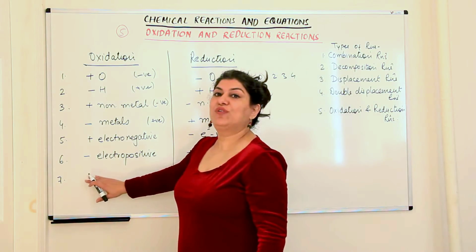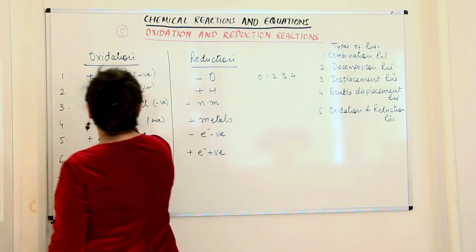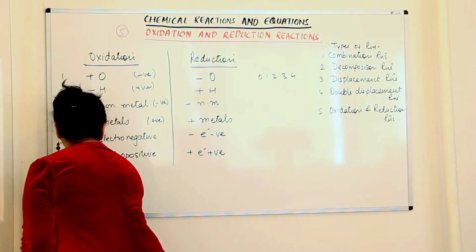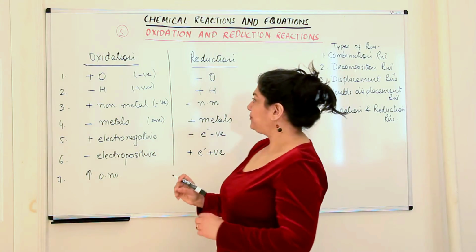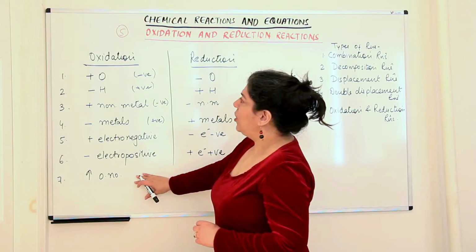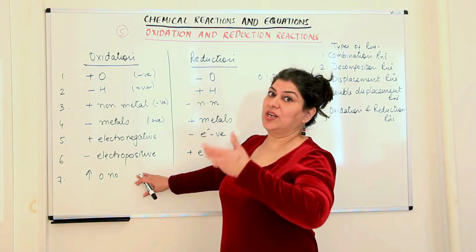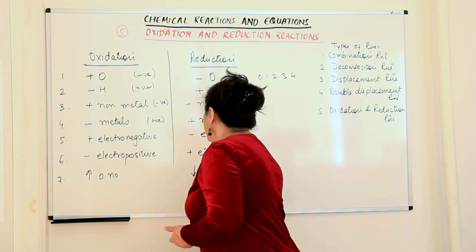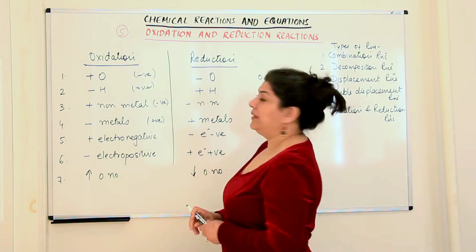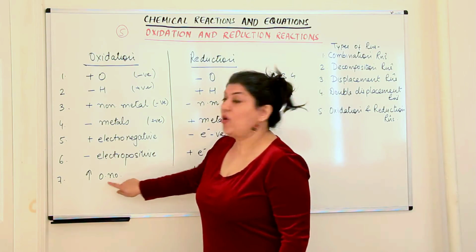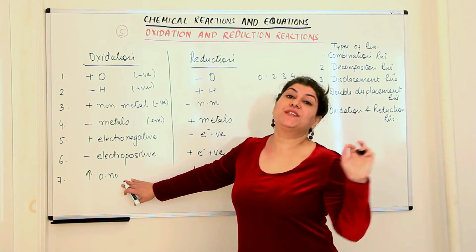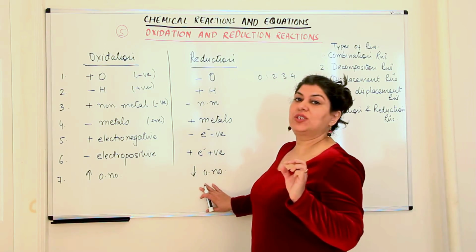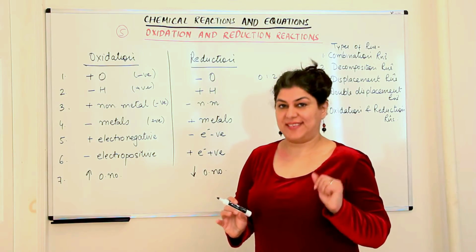So we say in terms of oxidation number also, oxidation leads to an increase in oxidation number. The oxidation number is the positive charge. So the increase in oxidation number, that is the apparent charge, is said to be oxidation, and a decrease in oxidation number would be reduction. Now, increase in oxidation number means that the positive charge is increasing on the atom, and decrease in oxidation number means that the positive charge is decreasing.